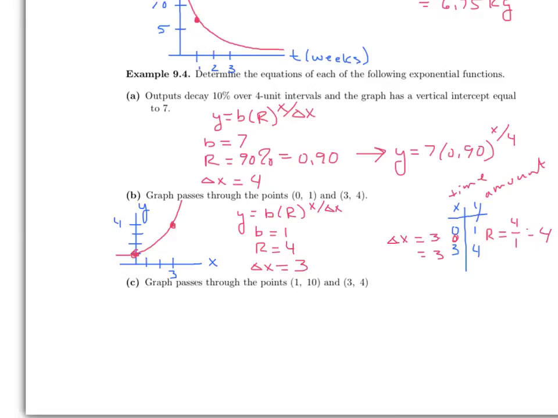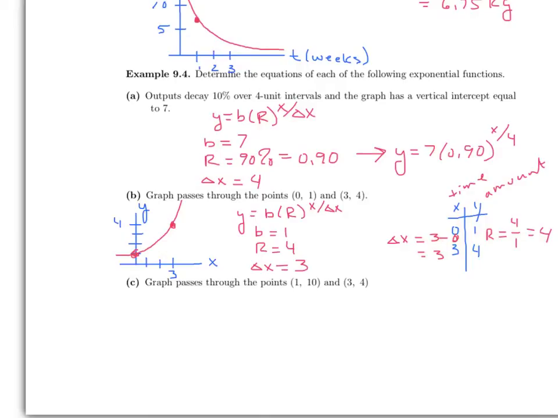Before moving on, one observation. Remember that to calculate a factor, you use division to do that. But to calculate the length of a time period, in other words, the total change in x, you use subtraction, not division.